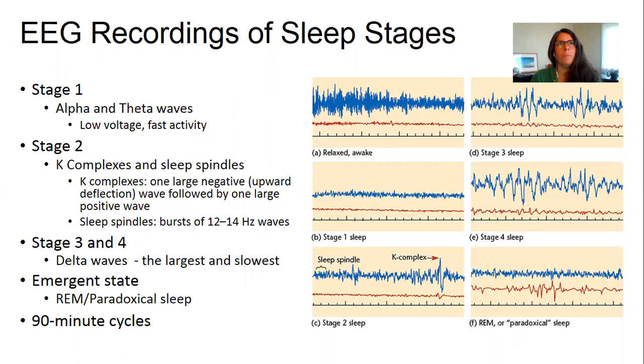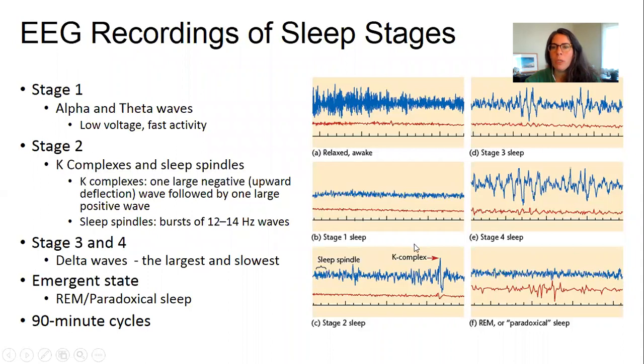When we begin stage one, we exhibit alpha waves, and once we move deeper into stage one, going into stage two, we start to see theta waves. Stage two is characterized by K complexes and sleep spindles. So sleep spindles are these bursts of 12 to 14 hertz waves, and K complexes have one large negative wave followed by one large positive wave. So it's like these spikes in neural activity.